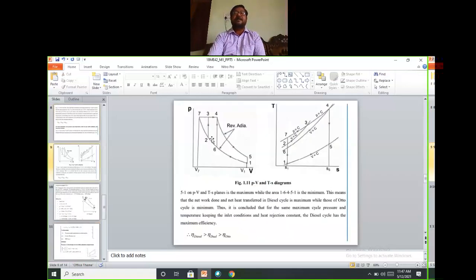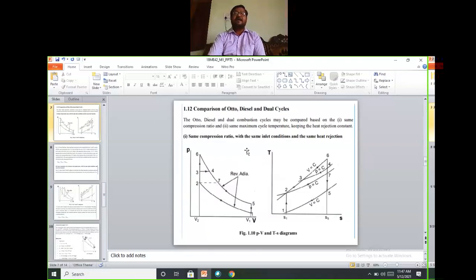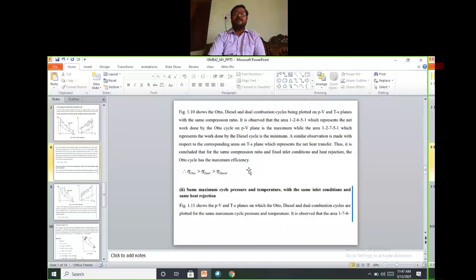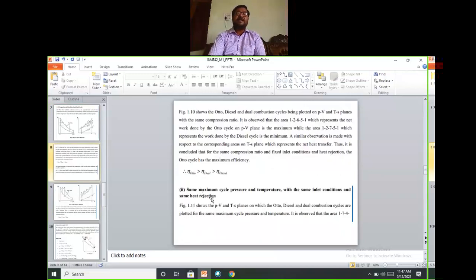Another one is the same maximum cycle pressure and temperature. You may be asked any one type, but students should be very careful. If we ask for the comparison based on the same inlet conditions and same heat rejection, but students write something else, this is wrong. Whatever he is asking, that particular thing you must write: the same maximum cycle pressure and temperature with the same inlet condition.